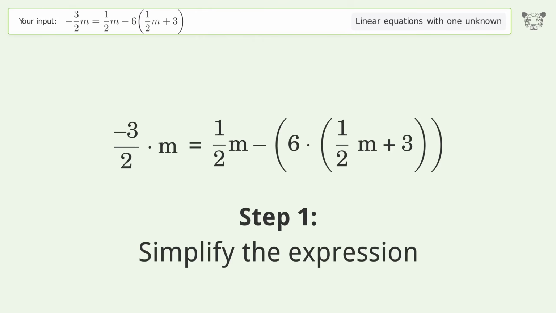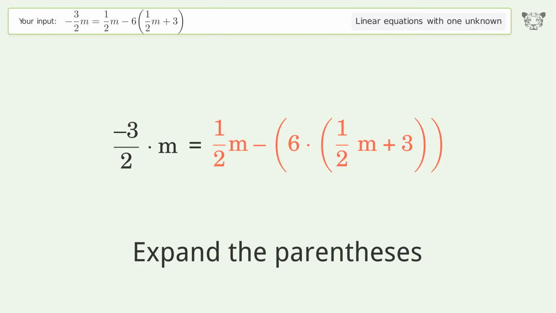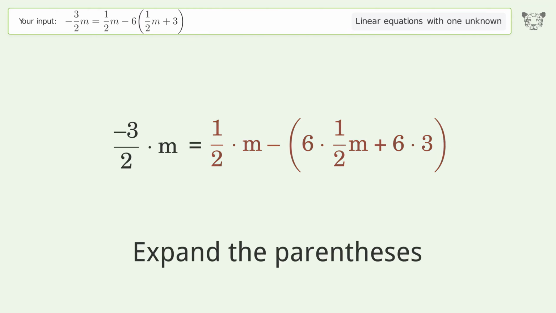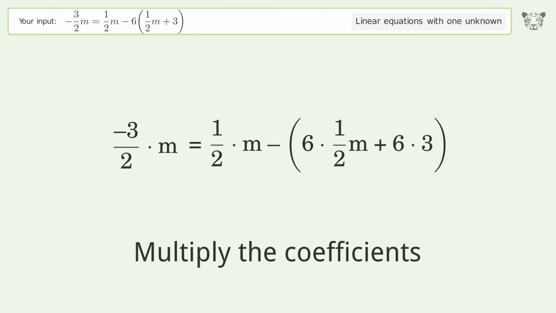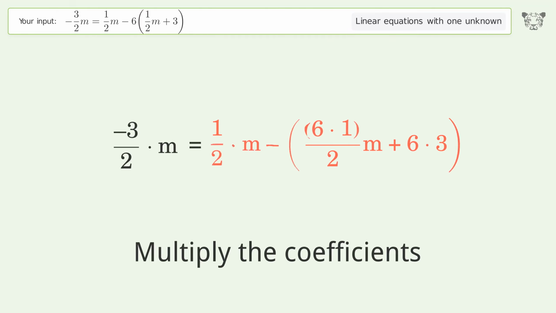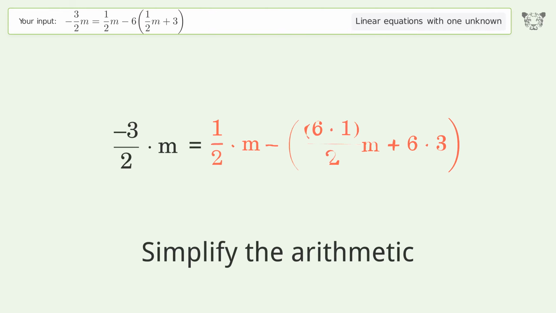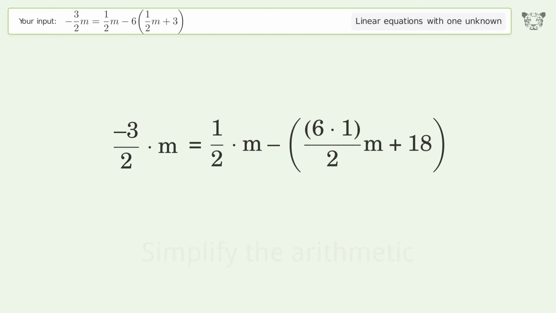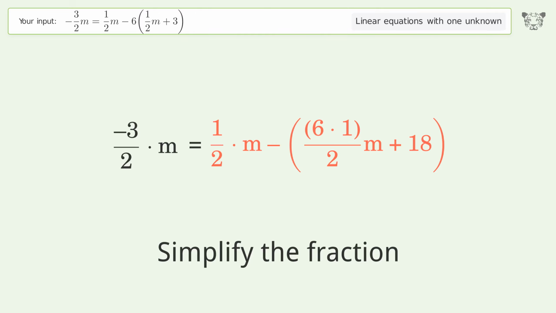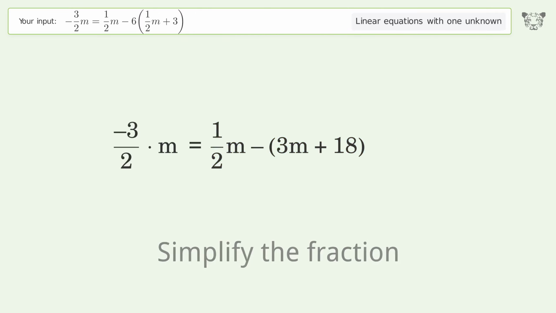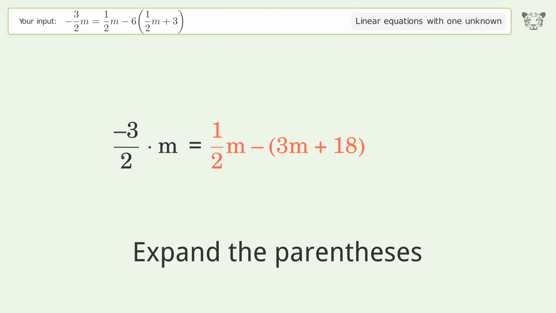Simplify the expression. Expand the parentheses. Multiply the coefficients. Simplify the arithmetic. Simplify the fraction. Expand the parentheses.